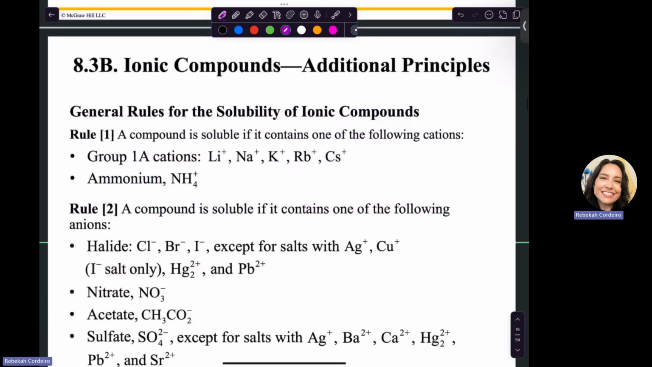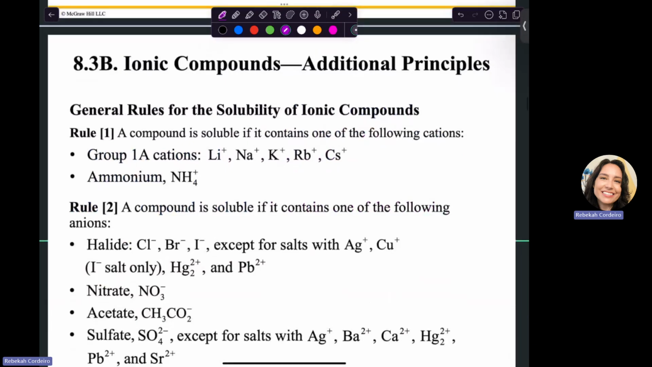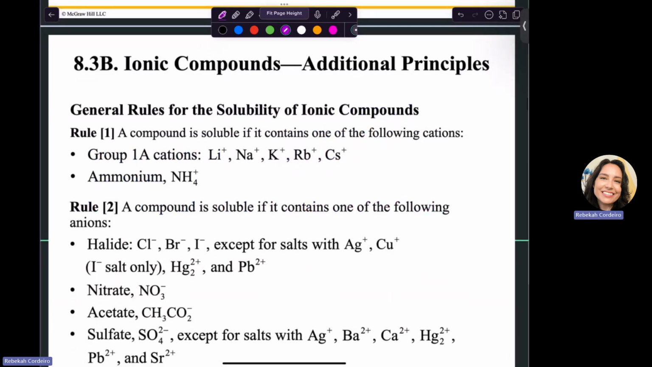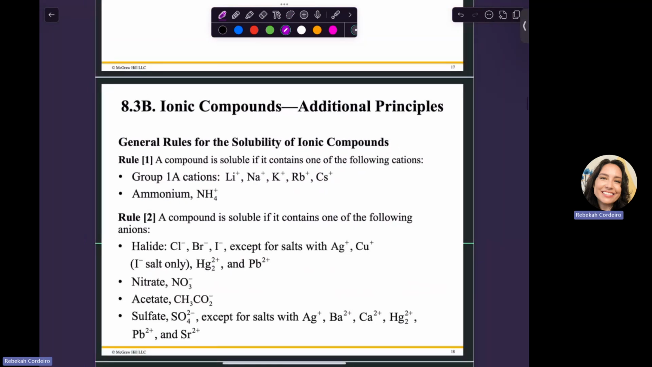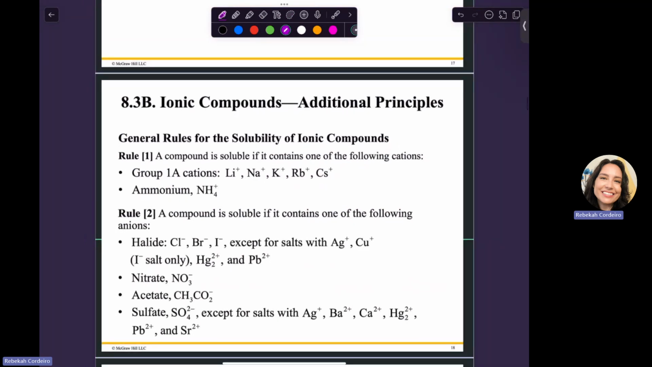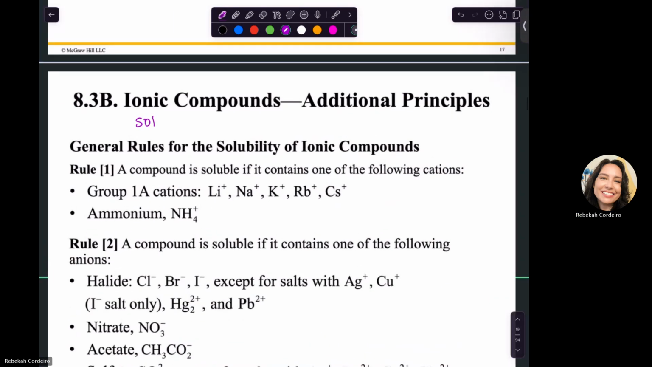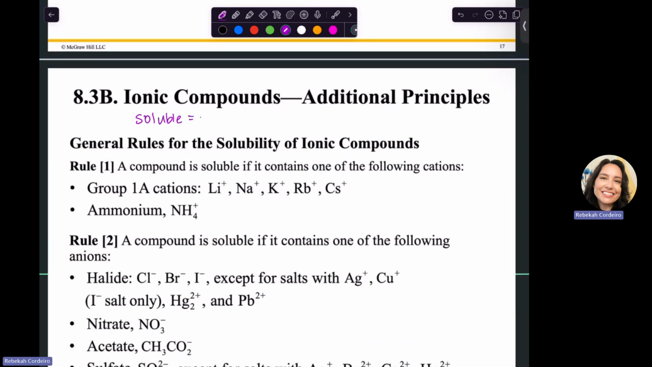We'll go over this a little bit more in class, but on the back of your periodic table, your formula sheet, actually, it's not on your periodic table, it's on the formula sheet, you're going to have a list of ionic compounds that are soluble versus insoluble. Soluble means it does dissolve. And so the state of matter would be aqueous if we're talking about dissolving in water. Insoluble means it does not dissolve.